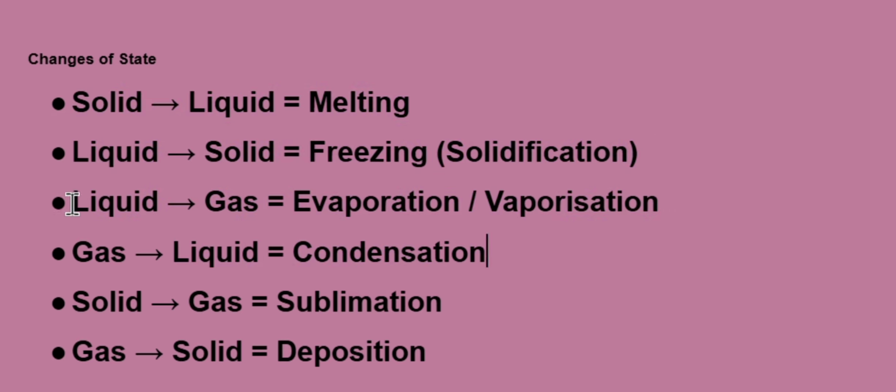Then you got liquid going to a gas. That's called evaporation, right? That happens, for example, with boiling a kettle, right? When you boil the water, it turns into steam. Steam is a gas. So you've got liquid water going to gas. That's called evaporation, okay?